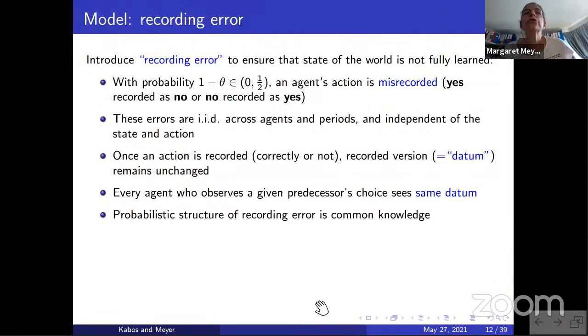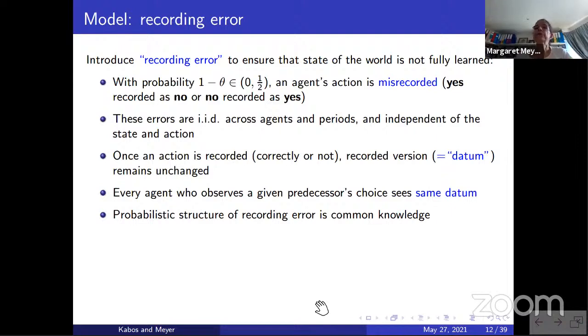Okay, so we now come to what I term recording error. This is introduced in order to ensure that the state of the world is not fully learned. In particular, with probability 1 minus theta, where 1 minus theta is less than 1/2 but bigger than 0, an agent's action is misrecorded, meaning if they actually chose yes, then their action is recorded as no, or if they actually chose no, their action is recorded as yes.